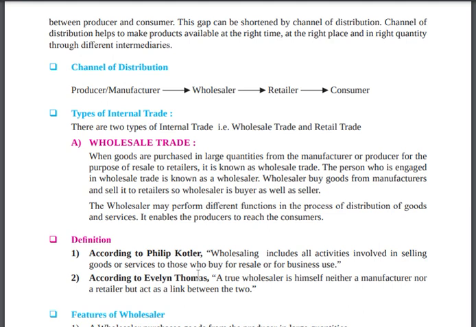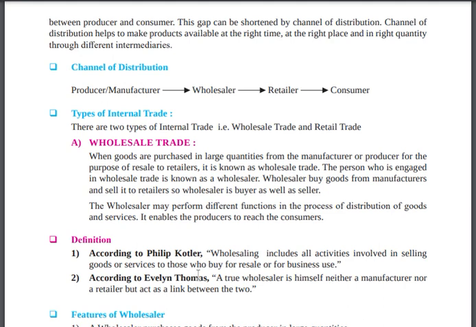The person who is engaged in wholesale trade is known as a wholesaler. I am called a wholesaler. A wholesaler buys goods from the manufacturer and sells them to the retailer. So a wholesaler is a buyer and a seller. I am buying from the producer, then I am selling to the retailer, so I will also be called a buyer as well as a seller. Clear? The wholesaler may perform different functions in the distribution of goods and services. It enables the producer to reach the consumer.